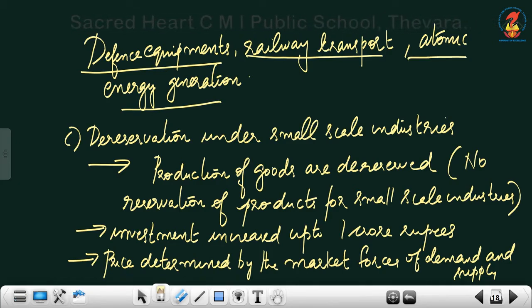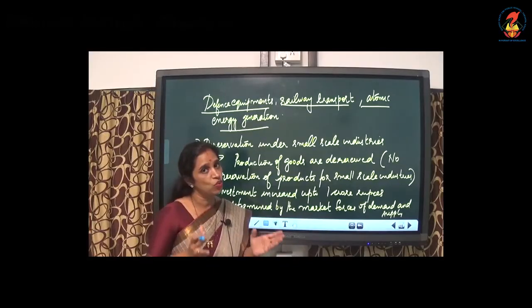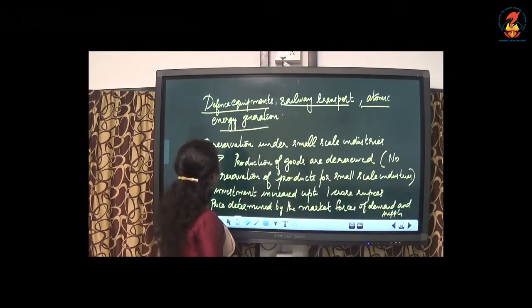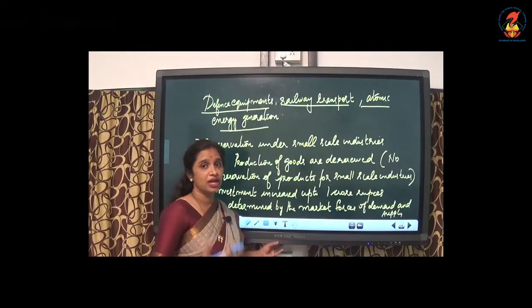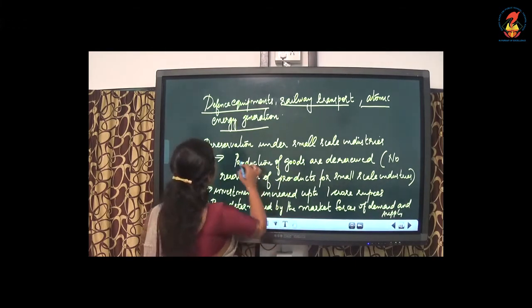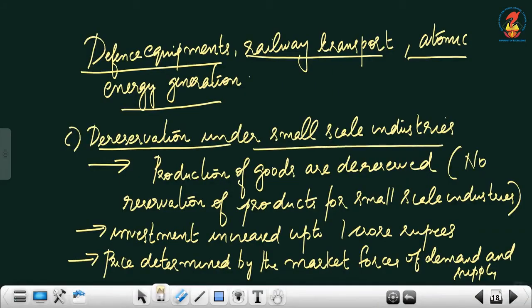You have to remember which all were the 3 industries that was taken care by the government due to the new industrial policy of 1991. Now, next reform measure, next liberalization measure under the industrial sector was de-reservation under small scale industries. What do you mean by that?